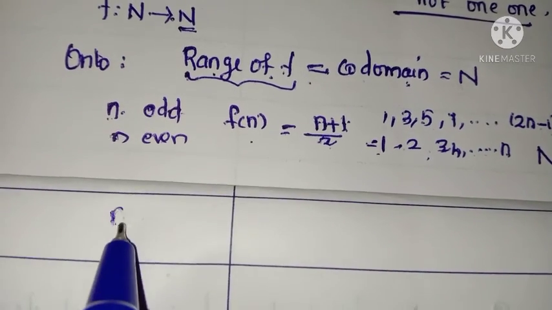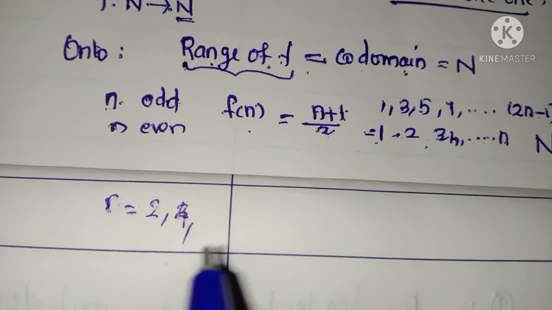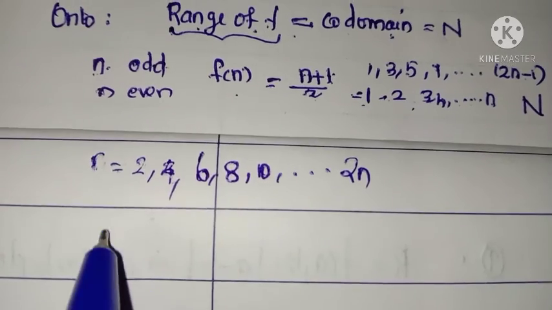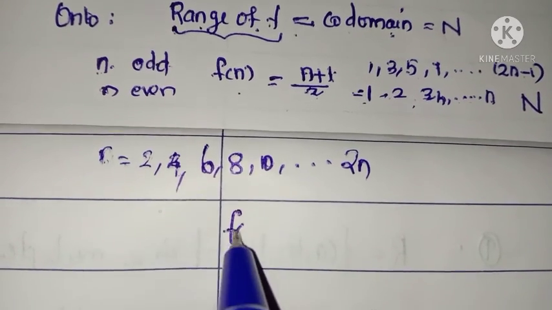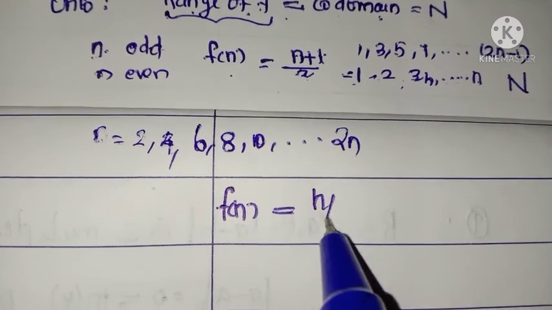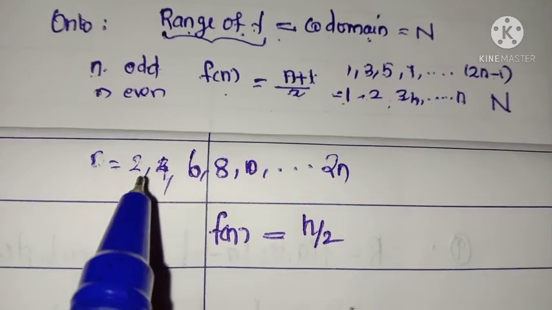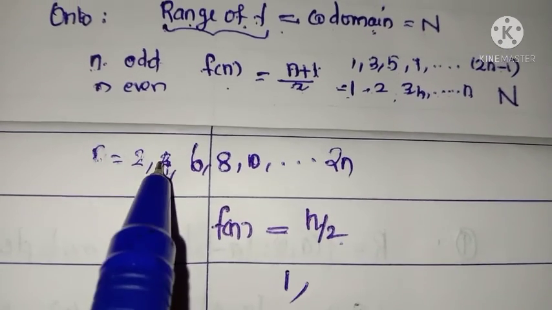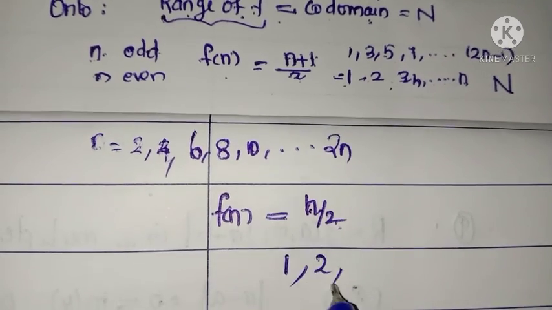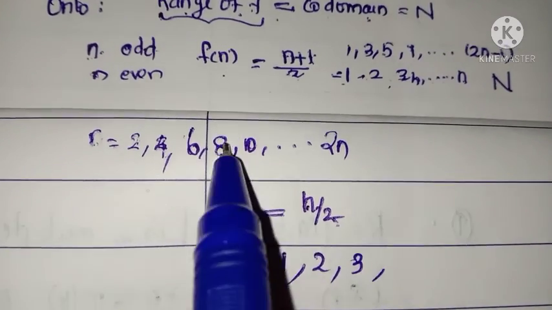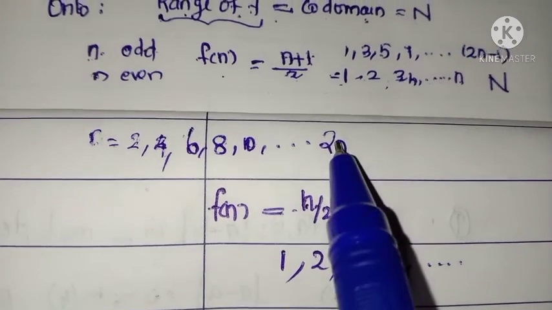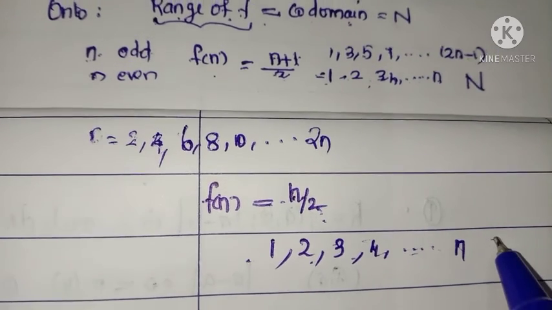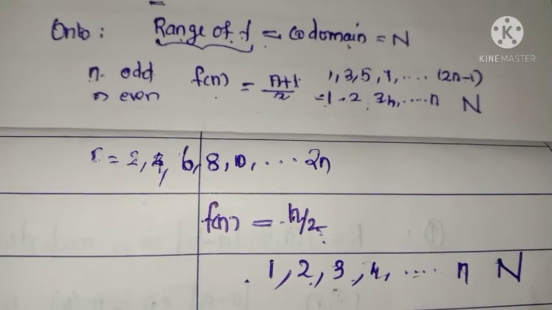If we take even numbers, n equal to 2, 4, 6, 8, 10, etc. up to 2n, then the function f of n is defined as n by 2. Now put all these values. When n equal to 2, this becomes 2 by 2, that is 1. When n equal to 4, 4 by 2 is 2. Then 6 by 2, 8 by 2, etc. 2n by 2, that is n. So 1, 2, 3, 4, etc. up to n. It is again the set of all natural numbers.